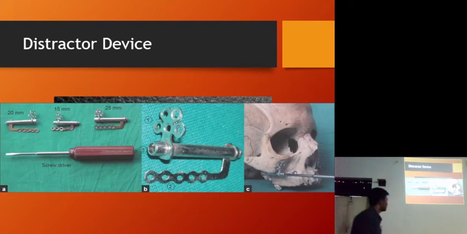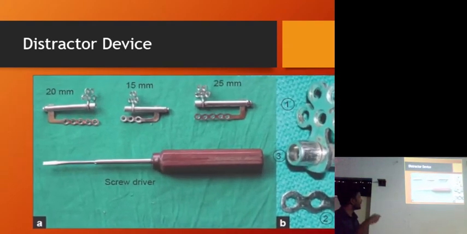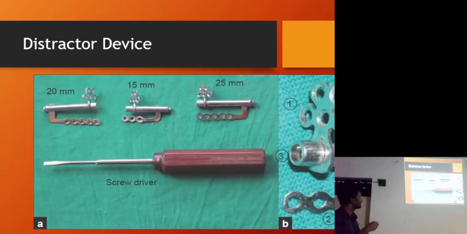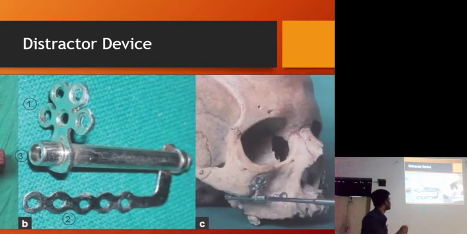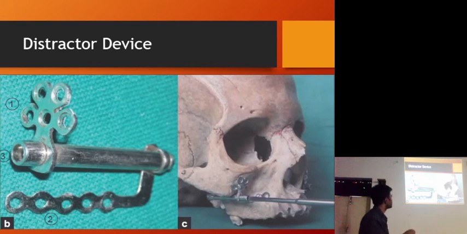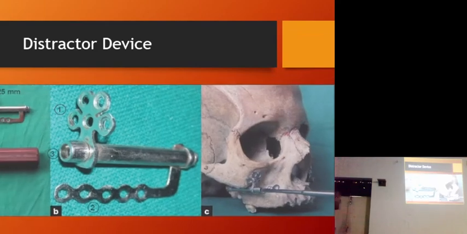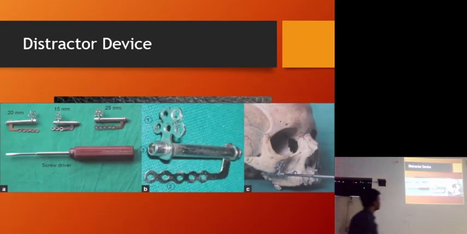If you see, it is activated by a screwdriver. This screwdriver is pushed into this end and it is rotated, so it is pulled apart. You can see this part is fixed to the zygomatic bone, whereas this part is fixed to the maxillary bone. This is used in the Le Fort 1 osteotomy and forward movement of the maxilla. So this was your maxillary distractor device.